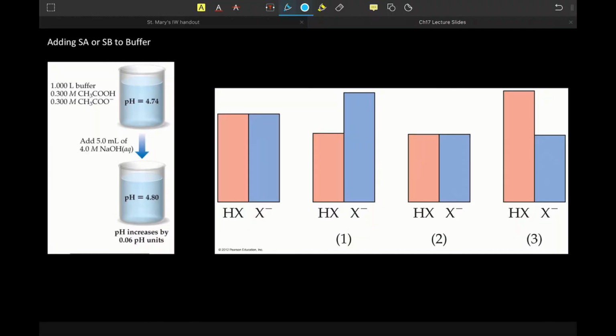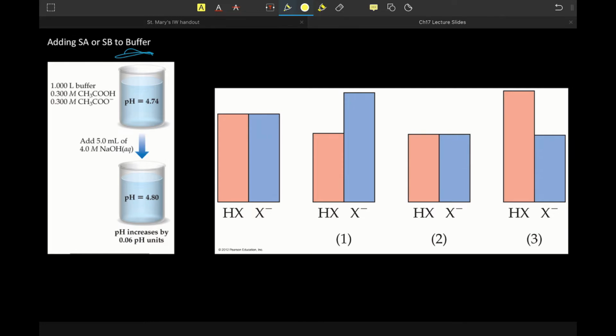Hello AP Chemistry and welcome to, you guessed it, more buffers. But I assure you, this is the last of the buffers, and then we'll get into titrations, which will again talk some more about buffers, but next time. So anyway, talking about buffers.